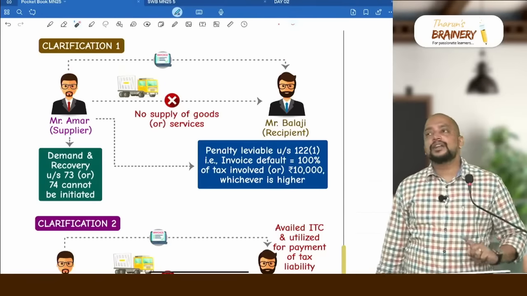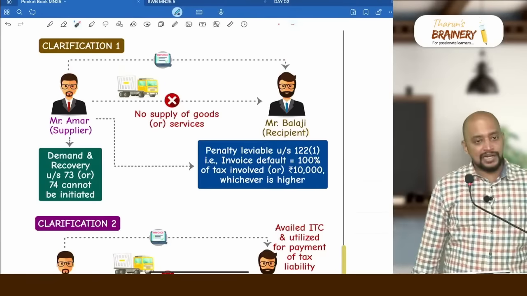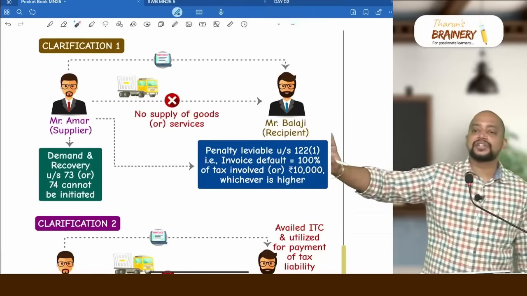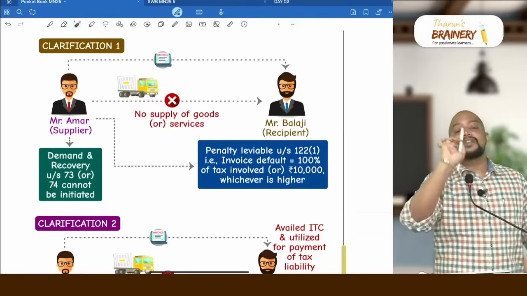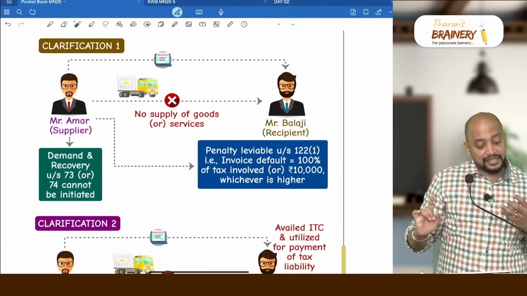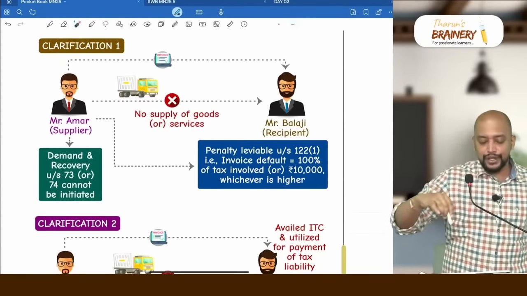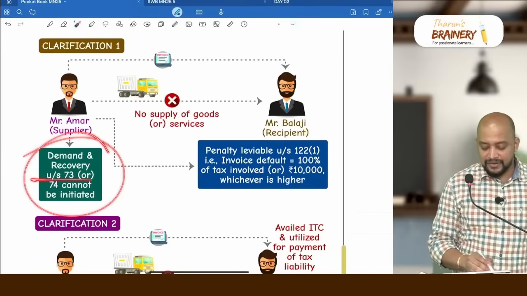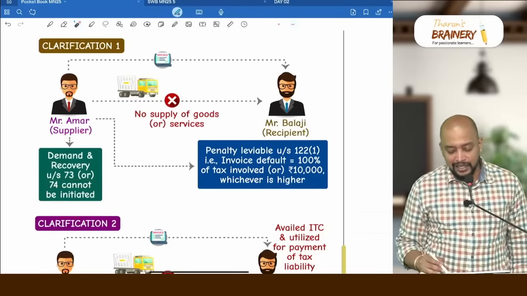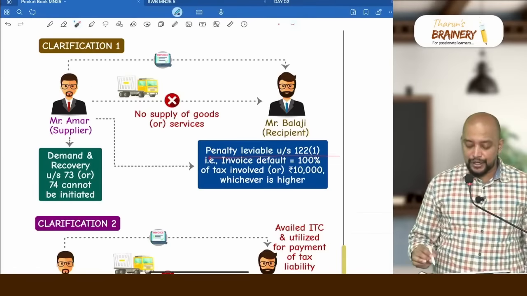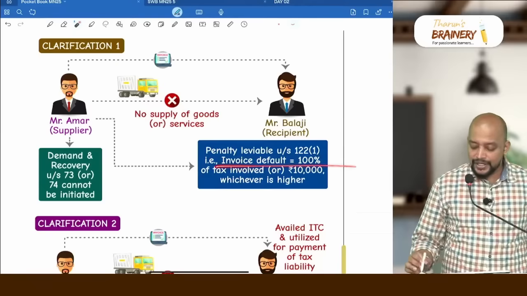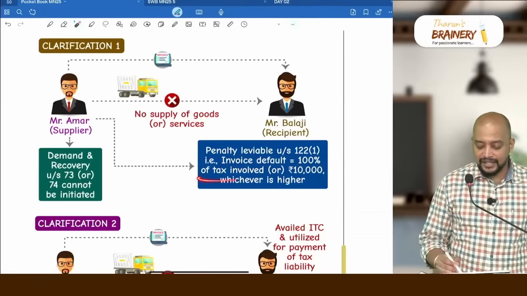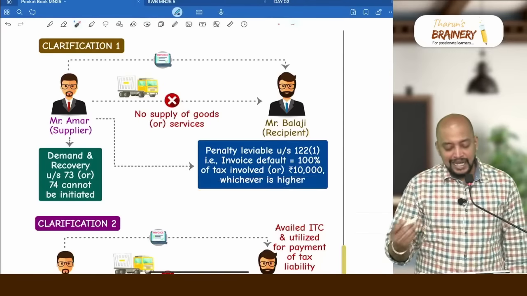As there is no liability on Amar, 73/74 will not come on Amar, but there will be penalty under section 122 subsection 1, that is invoice default. As 73/74 is not coming, 122 subsection 1 will come into the picture. So demand and recovery under 73/74 cannot be initiated. The penalty leviable under 122 subsection 1, that is invoice default, is 100% of tax involved or 10,000, whichever is higher.